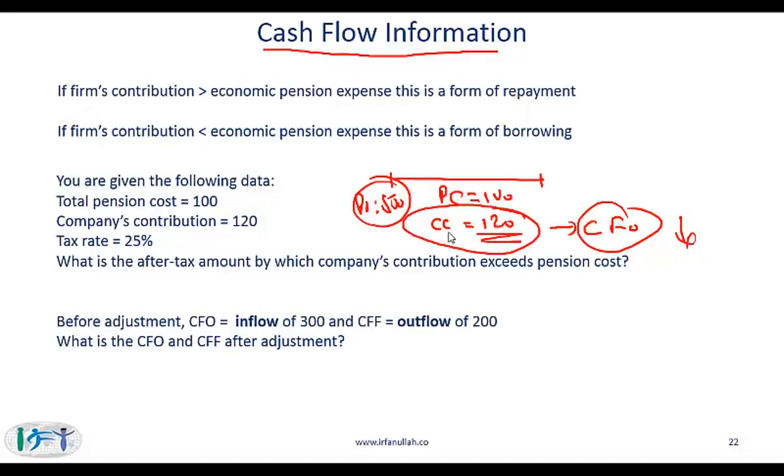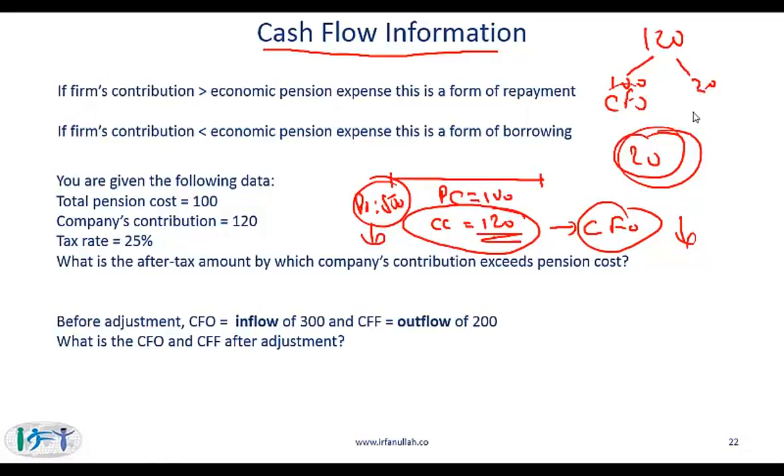But if you think about it, if a company is contributing more than the pension cost, that differential of 20 is really financing. It is reducing the pension obligation. So out of this 120, on a before tax basis, 100 should be shown in the CFO category and 20 should be shown in the CFF category.